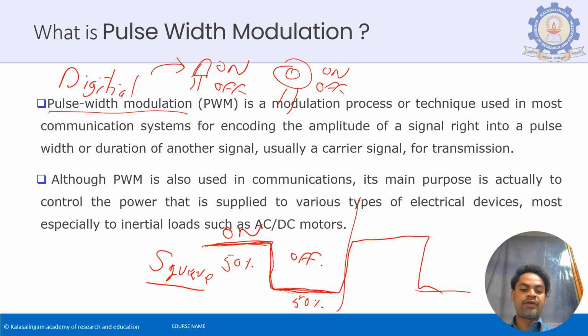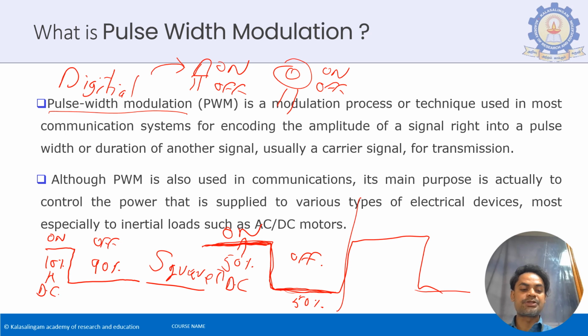For a square wave, what we call the duty cycle is 50%. The 50% represents only the on time, not the off time. So what I'm going to do is vary the on time of this signal. When I vary the on time, for example, if I keep the on time to be 10%, you can understand the off time is going to be 100 minus 10, which is 90%. So on time is 10, off time is 90. So the duty cycle of this signal is going to be 10%.